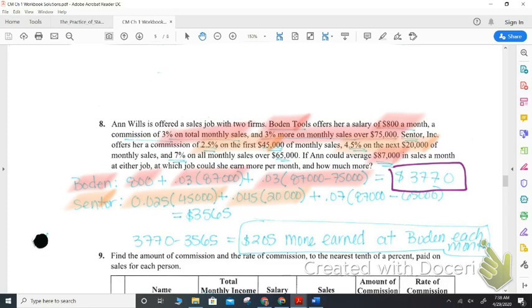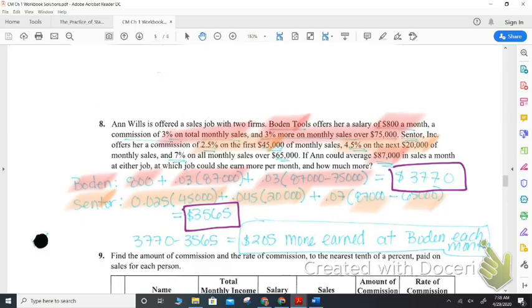And then anything in excess of $65,000, she makes 7% on. So we take her monthly sales minus the $65,000, and she gets 7% of that. So that brings her average expected monthly income for Centaur to $3,565.